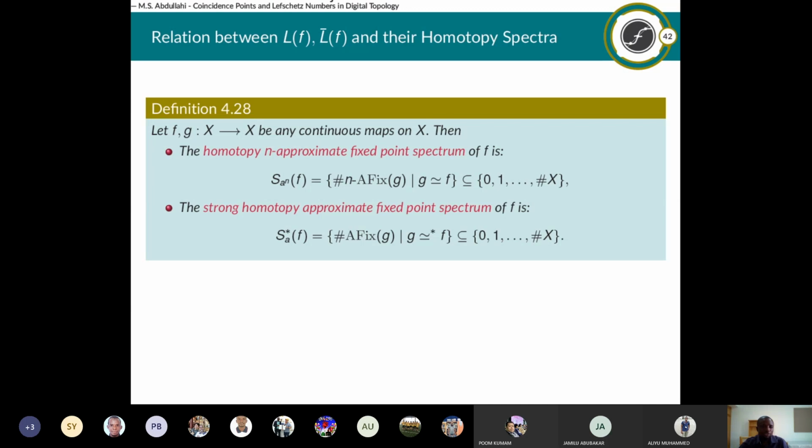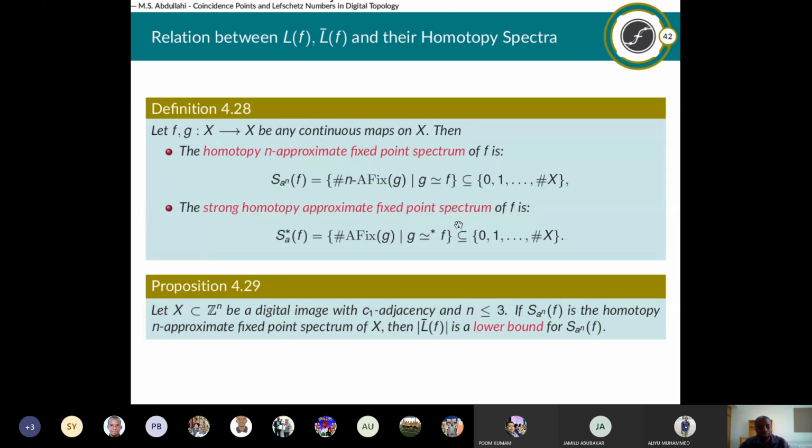Now we want to also look at the relationship between the Lefschetz numbers and the homotopy spectra of the approximate fixed point. The way we define it is that this will only collect all the n approximate fixed points of functions g that are homotopic to f, and this will calculate the approximate fixed points of functions g that are strongly homotopic to the function f, which we call the strong approximate fixed point spectrum.